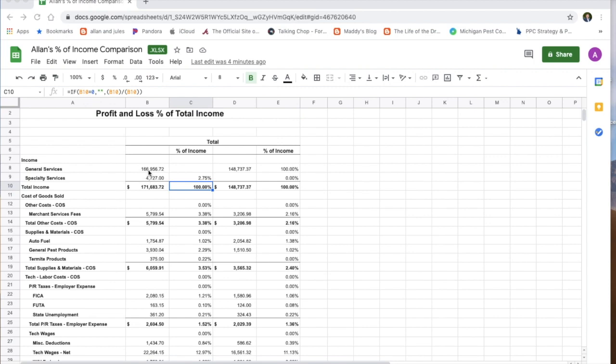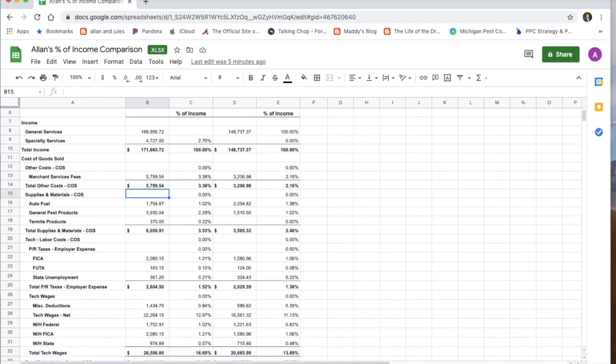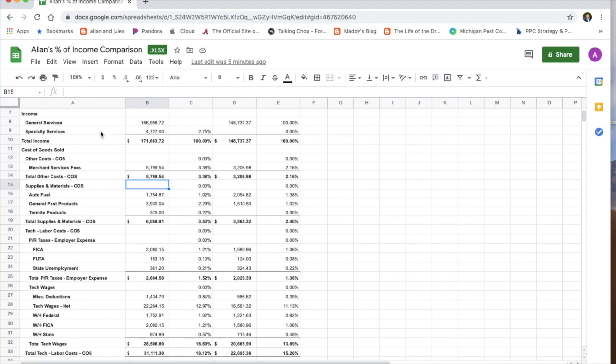looks like for this time period, whatever it is, did about $167,000 in gross revenue for general services and just shy of $5,000 in specialty services for a total of just shy of $172,000. And so gross revenue is the top line revenue, and gross profit is after all of our variable costs.